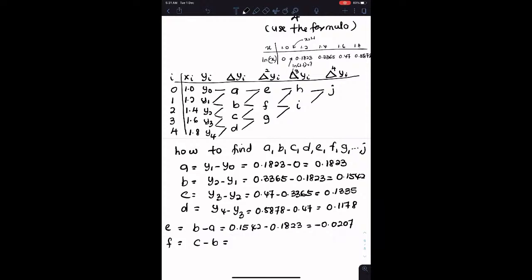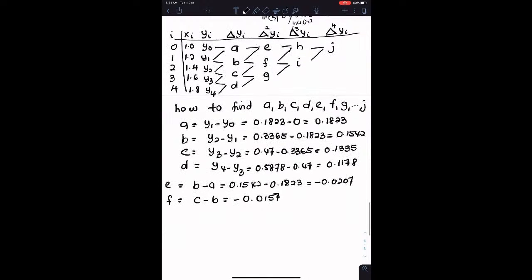F is C minus D. Because I'm using this type of triangle forward, what is G? G is D minus C. And then next we want to focus on A, E, H, J, the first row. F is negative 0.027.